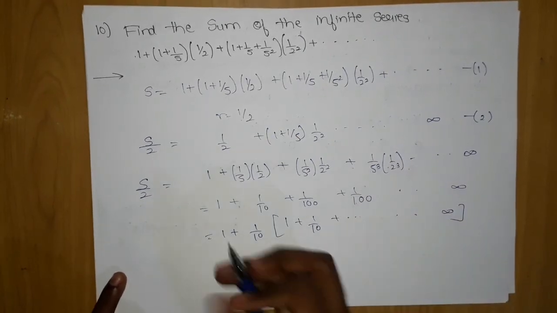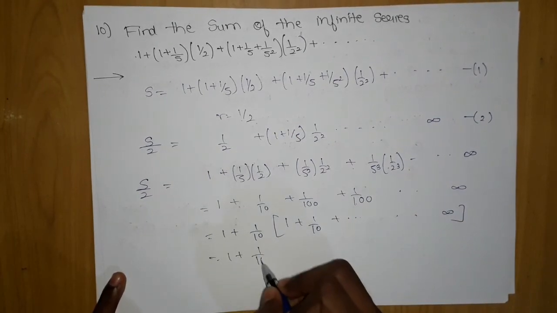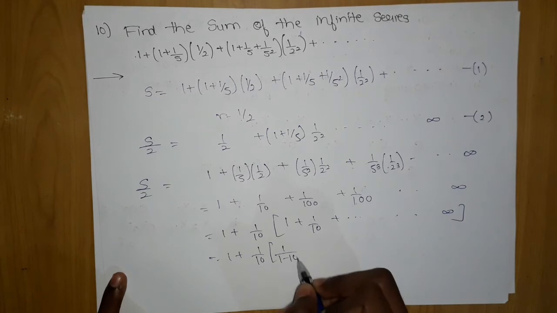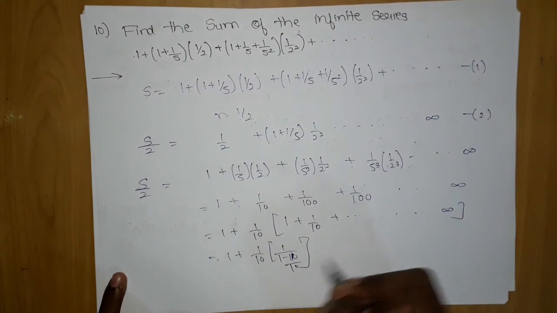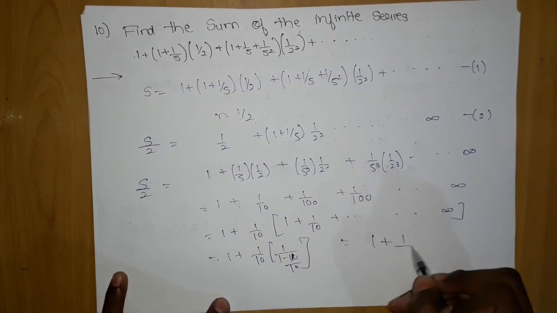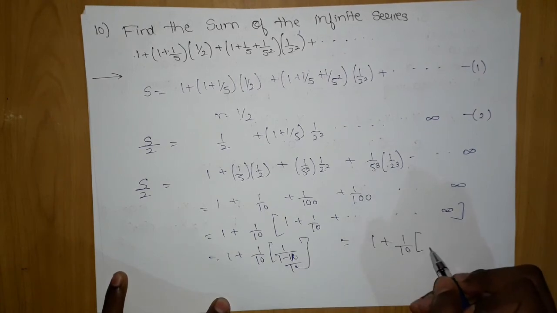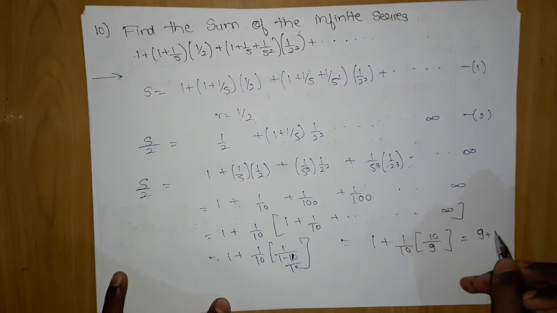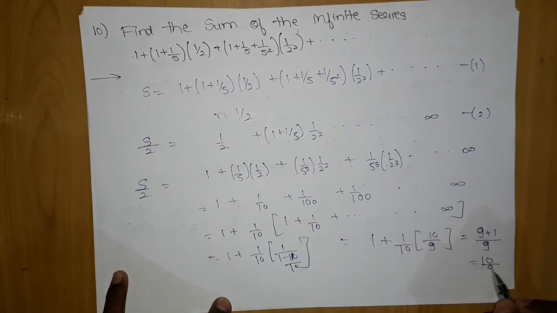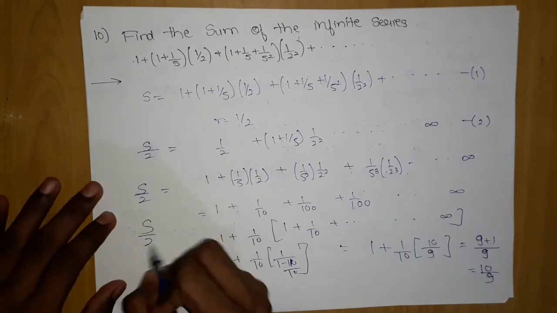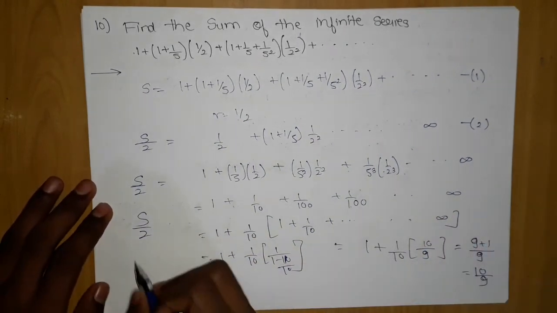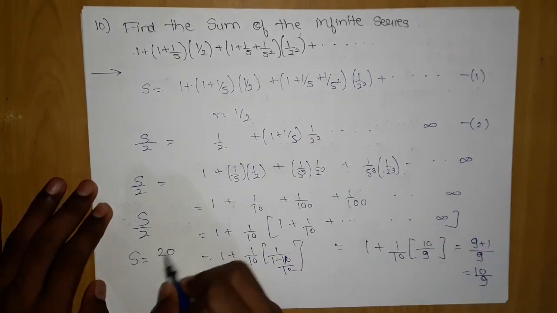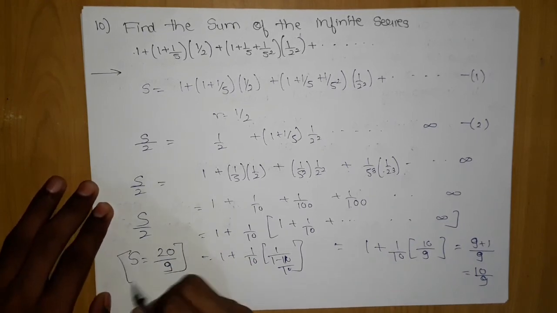Okay, so what you can do, 1 plus 1 by 10 into 1 upon 1 minus 1 by 10. Okay, what do you get? 1 plus 1 by 10 is nothing but 9 by 10, and the 10s will cancel out, giving you 9 plus 1 upon 9, which is nothing but 10 by 9. So if you observe, it was S by 2, so S by 2 will move there, it will give you 20 by 9. Okay, so this is our answer.